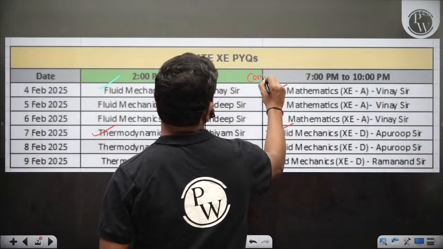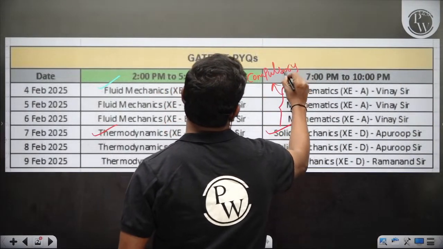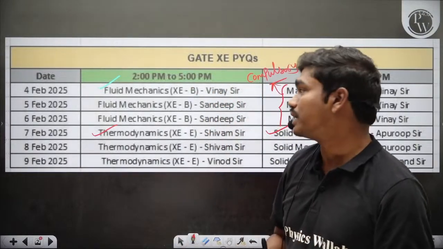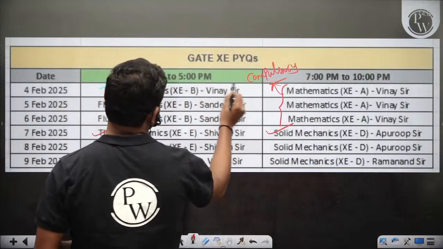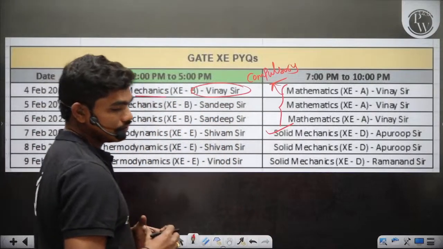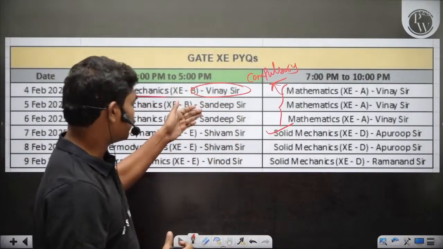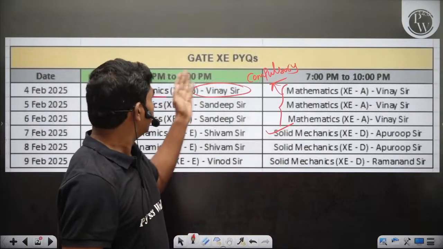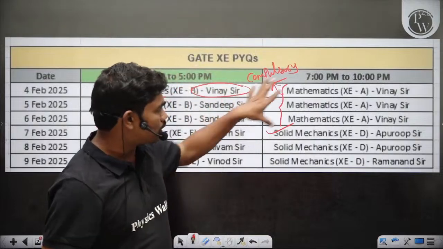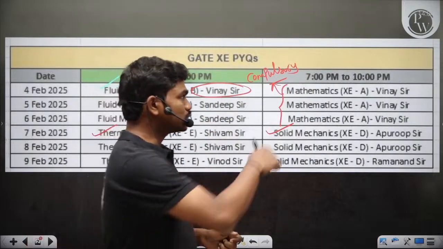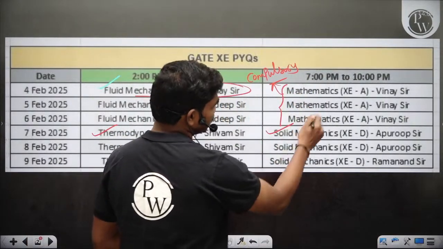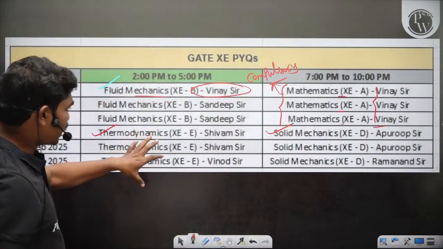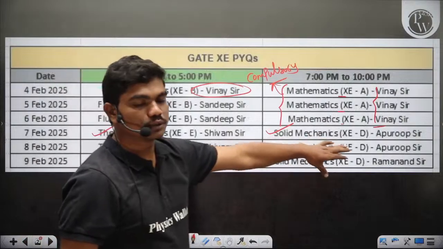So this is a quick schedule of the sessions, which I think you came to know of yesterday, but again today I would like to give it to you quickly. Today, 4th February, we are starting with fluid mechanics XE-B as the first session, and after me Sandeep sir will continue for the next 2 days. We have divided the day into 2 slots: the 2 to 5 p.m. slot and the 7 to 10 p.m. slot. In the 7 to 10 p.m. slot, for the first 3 days you'll have XE maths, which I myself will take, and then thermodynamics by Shivam sir and Vinod sir, and solid mechanics by Apurv sir and Ramanand Bansal sir.